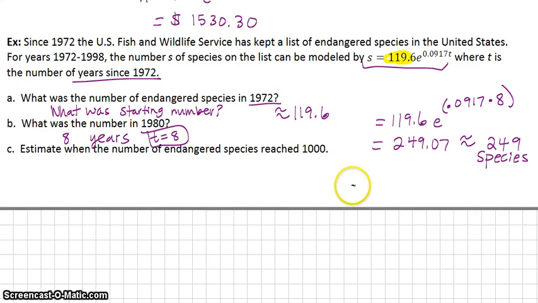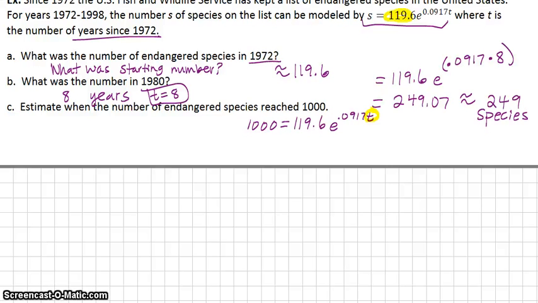All right, part C, estimate when the number of endangered species reached 1,000. This is like what we did; we've hopefully done a few of these by now. This time they gave me the ending amount. So I'm going to take my ending amount, the S in my formula, and this time T is the missing variable. At this point we don't know how to solve this yet, so we're going to do some guessing and checking.